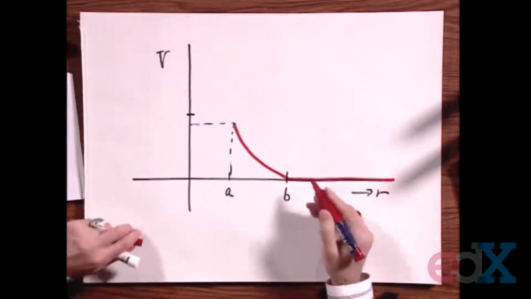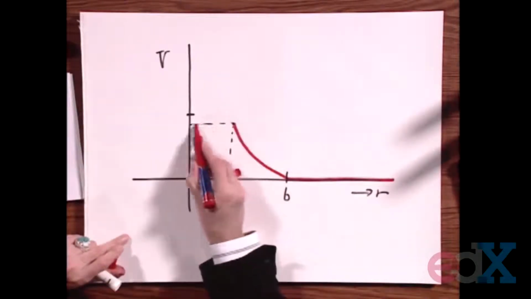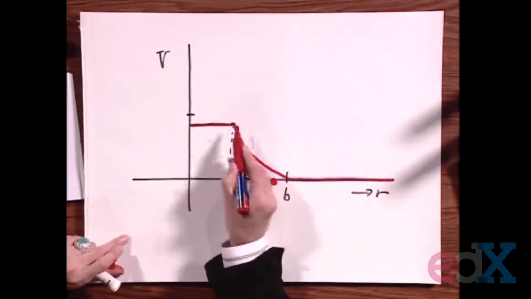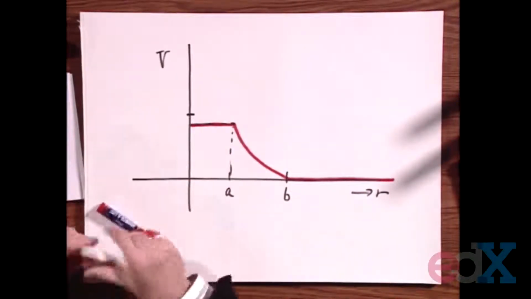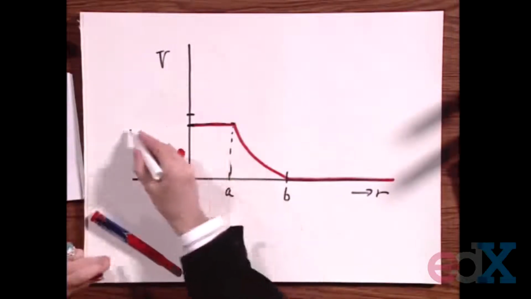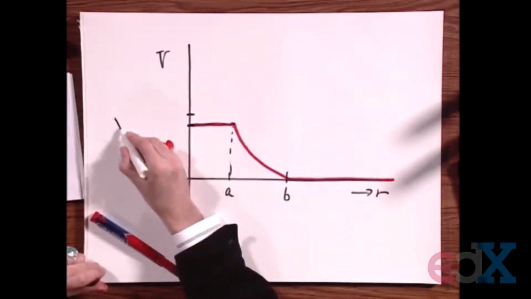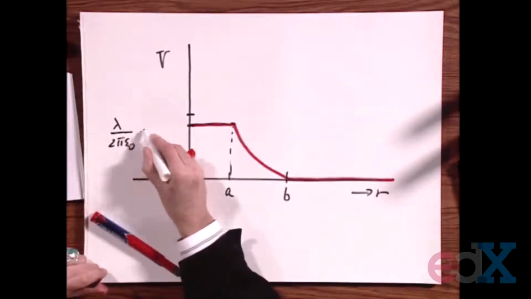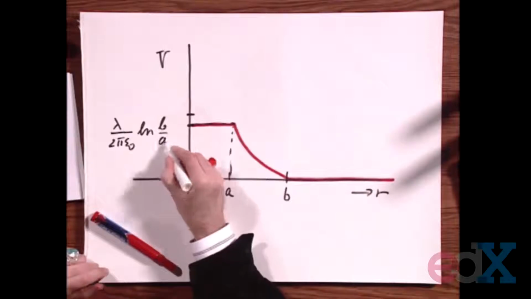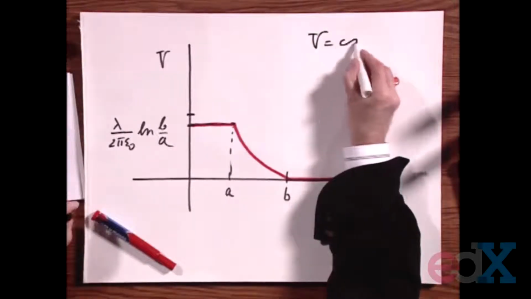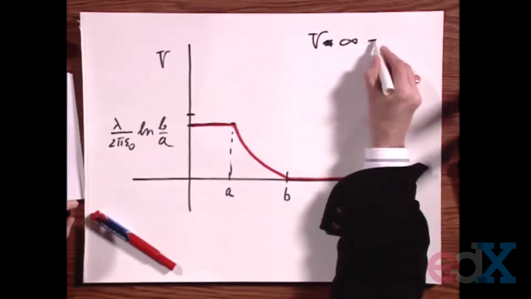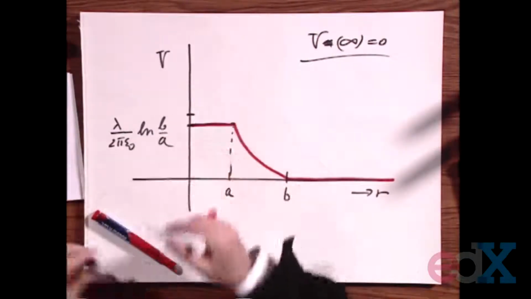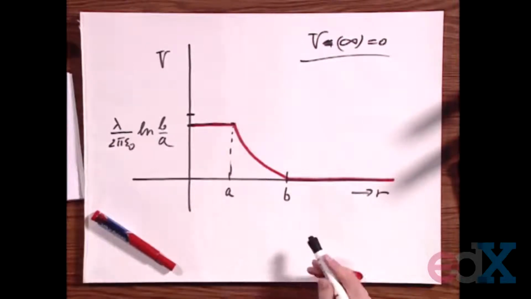And then, since the inner core is metallic, there is no E field in that inner core. And if there is no E field, it's an equipotential. And so it will stay there. And the value here, everywhere inside that inner core, the potential is lambda over 2 pi epsilon 0 times the logarithm of b over a. And all of this then is correct because V at infinity equals 0. That's why we talk about the potential rather than potential difference.